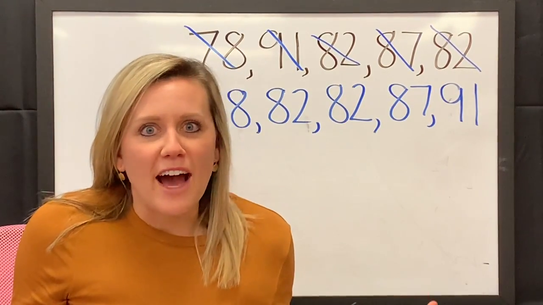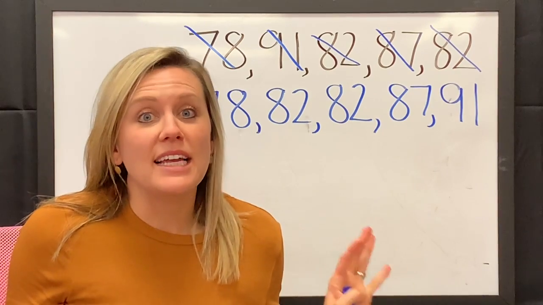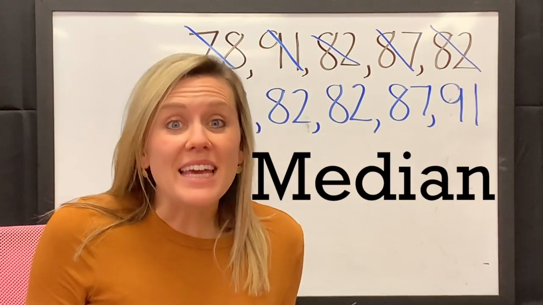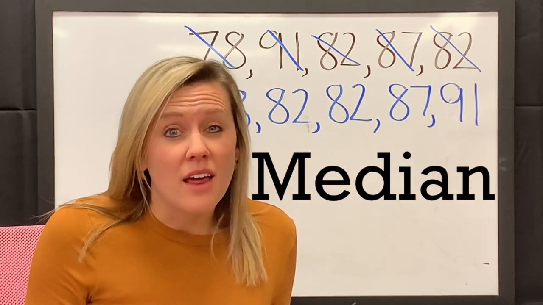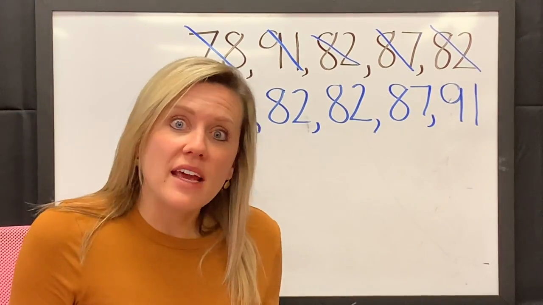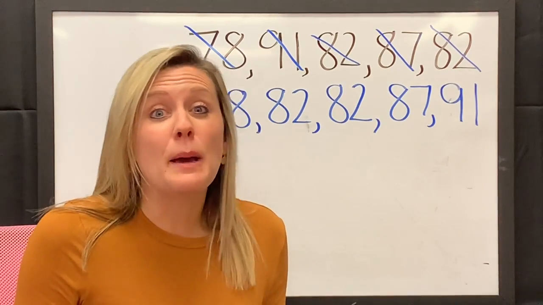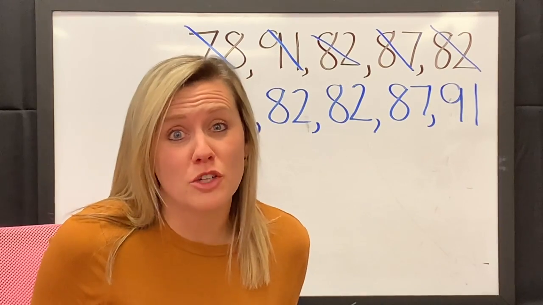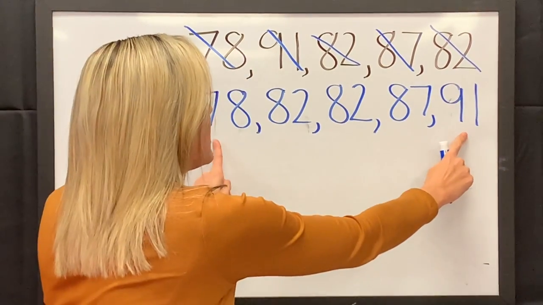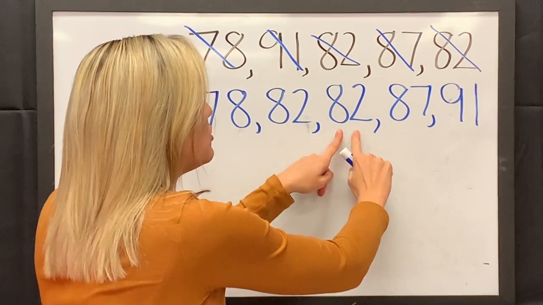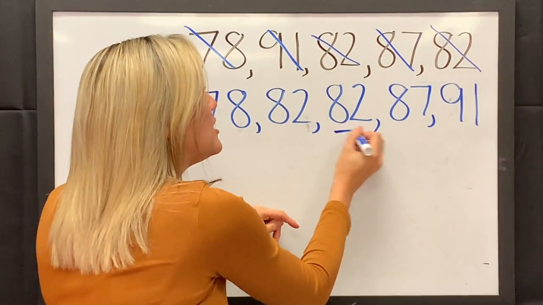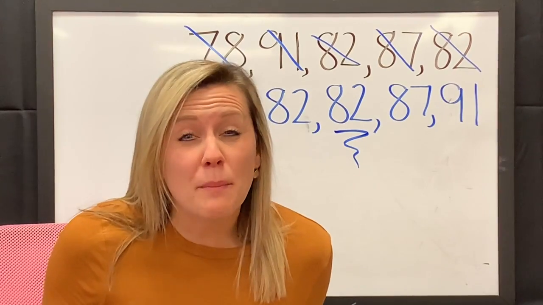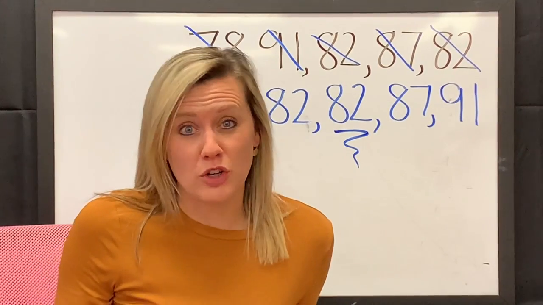Okay, now that I have my numbers listed least to greatest, I am going to start off with the median. The median is the middle number. Think about it like this: median, middle, median, middle. It is the middle number when I order my numbers least to greatest. So I could start from the outside, 1, 2, and I can work my way in. So 82 is going to be my median. That is the middle number when you order them least to greatest.